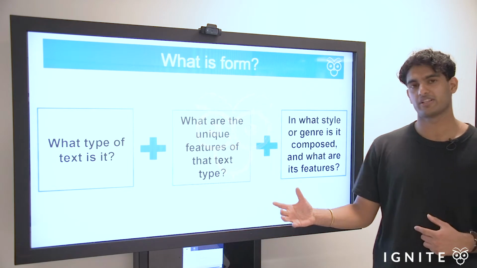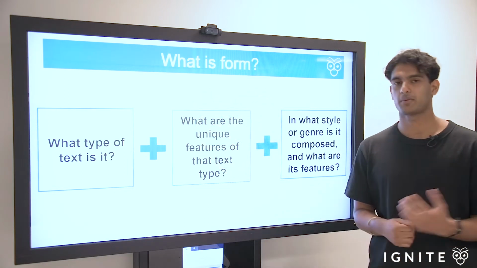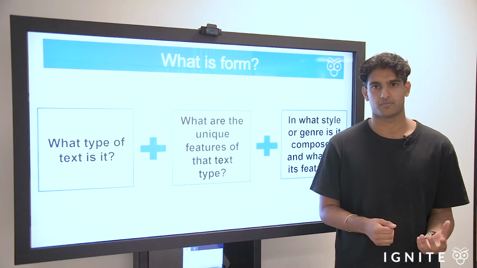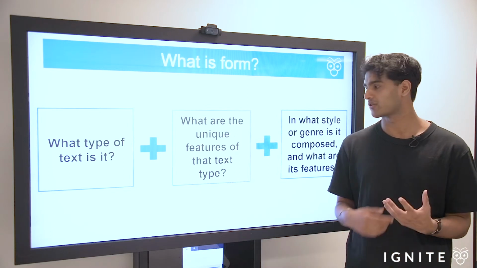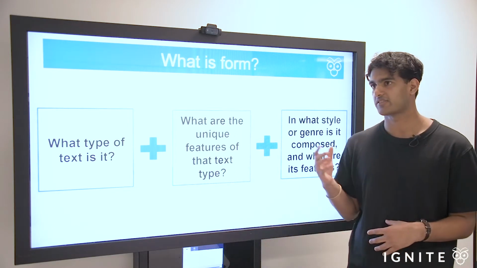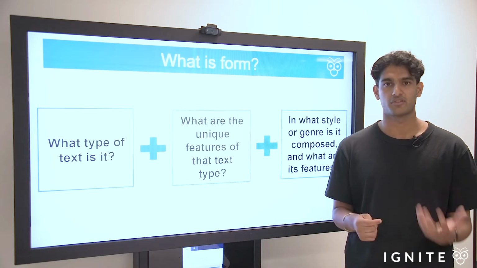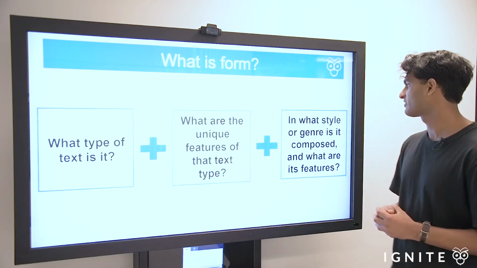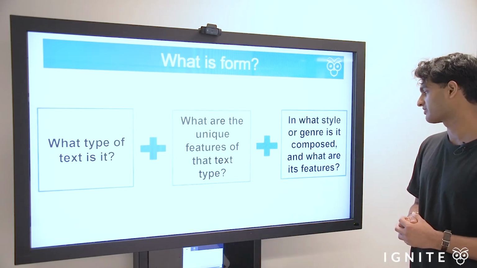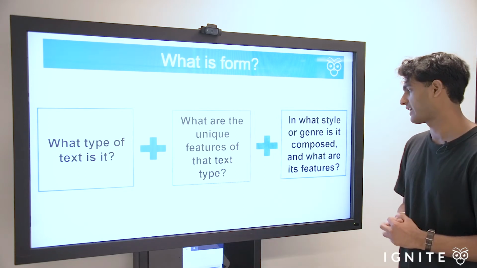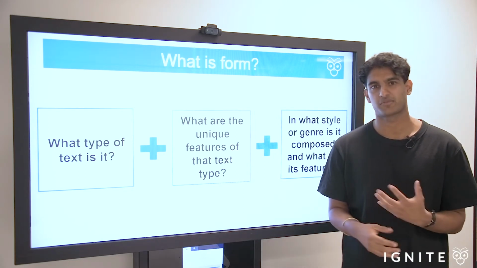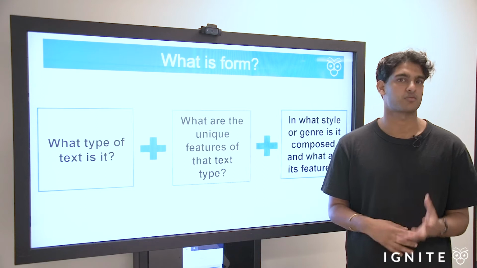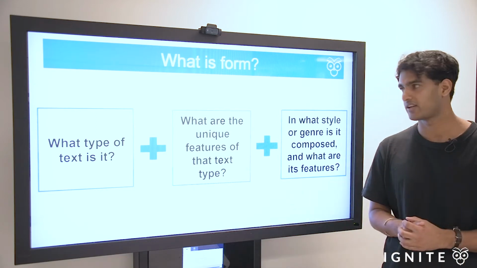So there are three questions we need to think about when we're thinking about form. First, what type of text type is it? In this case, it's poetry. What are the unique features of that text type? Now we'll address that as we go into the video, but just for your own peace of mind, the key features of this are the free verse structure and the narrative voice of Eckermann's. And the final question is, in what style or genre is it composed and what are its features? Now the style here is quite sparse, quite abstract, and there's a heavy reliance on the meaning of language rather than the technical aspects of poetry. But again, we'll get into that in no time.